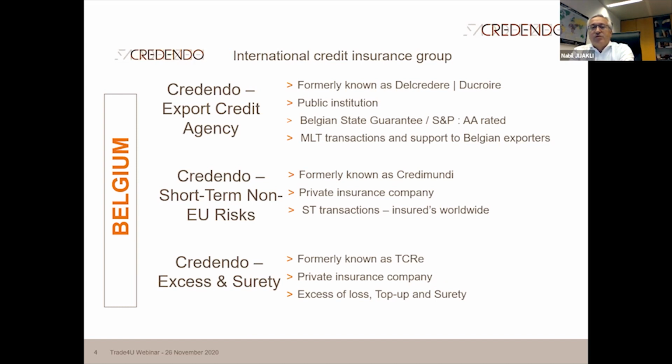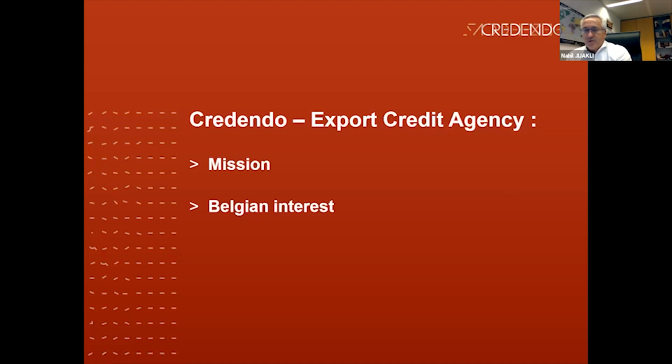Then we have 2 other companies in Belgium. The first one is Credendo Short-Term, where we provide insurance for short-term periods, less than 2 years. And the third one, Credendo Excess and Surety, is quite useful on this topic, DJ, because in your introduction you spoke about bid bonds and performance bonds. Credendo Excess and Surety is our specialized business entity providing surety, and also other credit insurance products like excess of loss and top-up. So basically, our role is to support Belgian international economic relations.